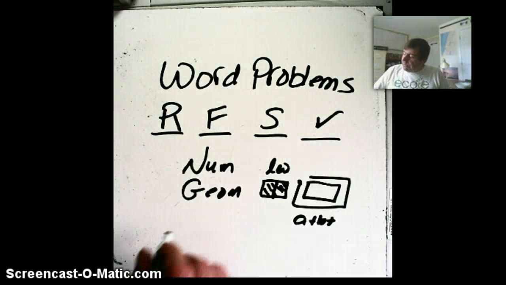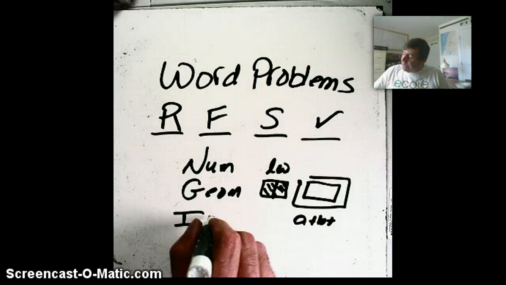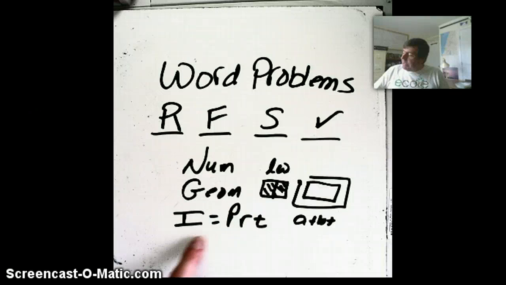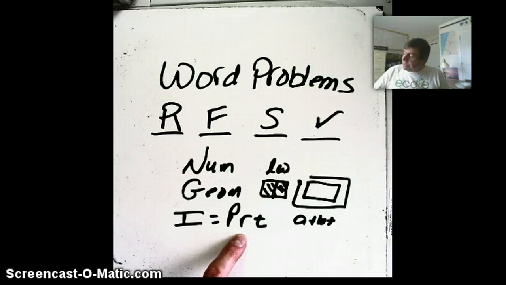There is a problem with interest, so I guess we're trying to generate interest with this. So I equals PRT. I is your interest, the money. P is the principal amount of money you have. R is the interest rate as a decimal, and T is the time, normally in years. So keep up with that.